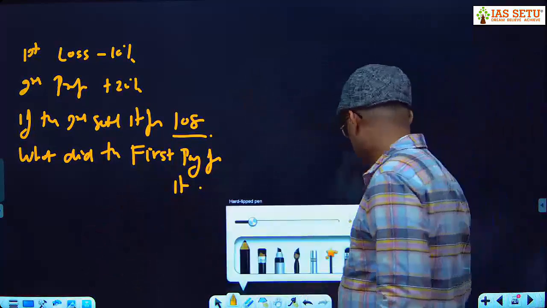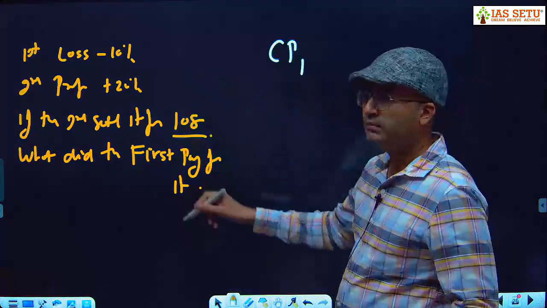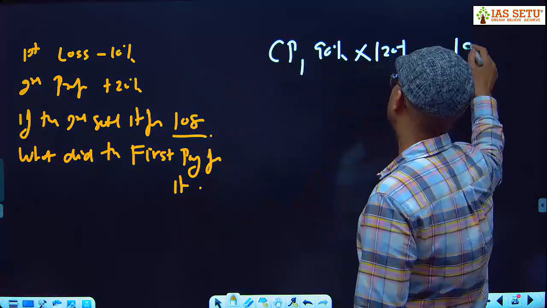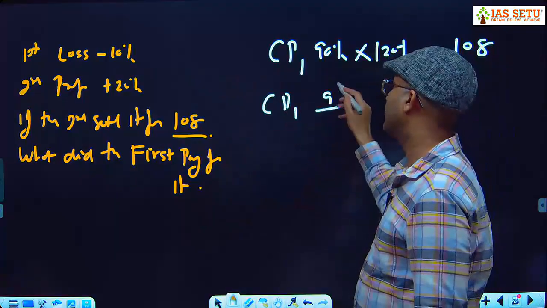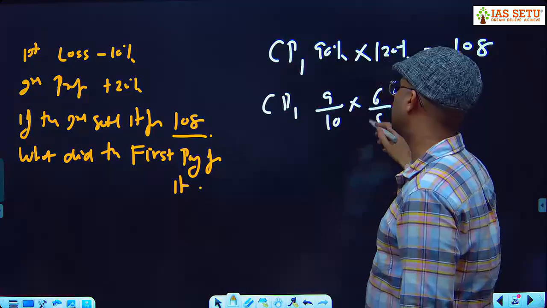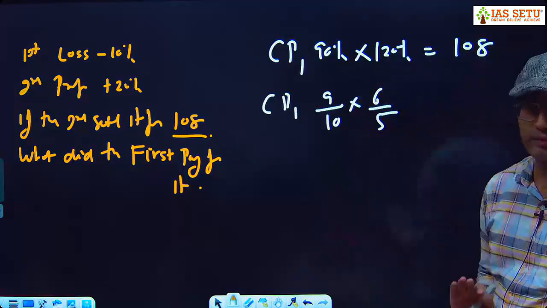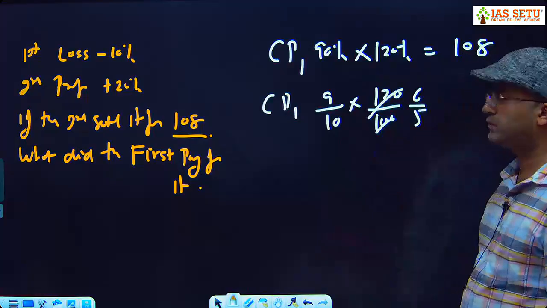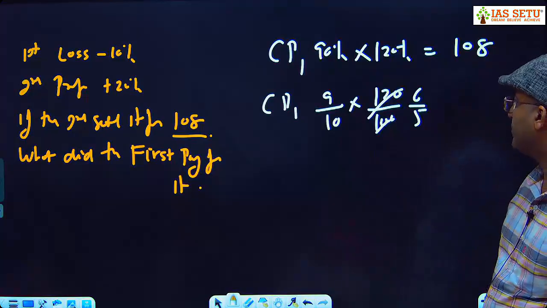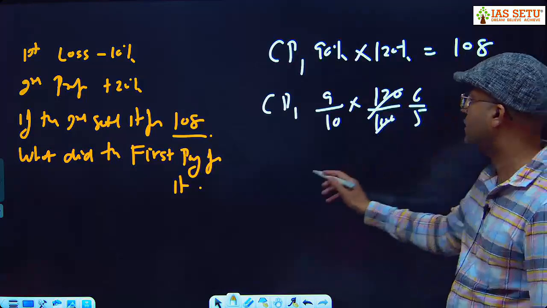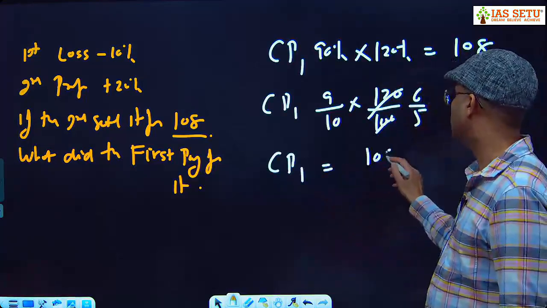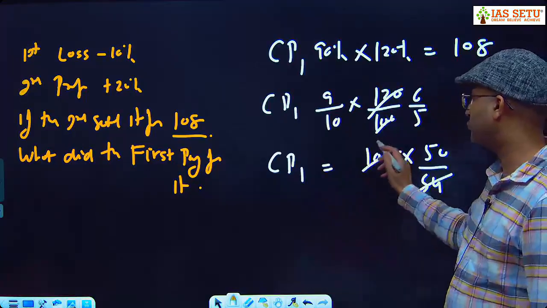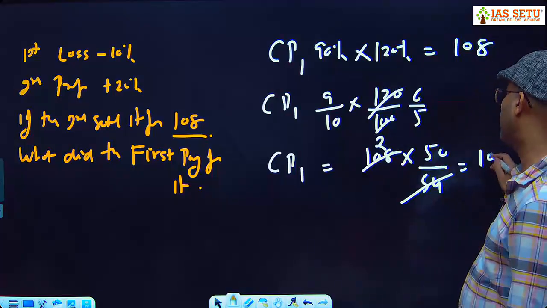How we will handle? CP1 100 minus 10 90%, 100 plus 20 120% is equal to 108. तो CP1 90% is 9 by 10, 120% is 6 by 5. अगर नहीं पता 120 upon 100 ले लेना. 120% is 120 upon 100 which is 6 by 5. ठीक है, जो जो सिंप्लीफाई कर लेते हैं या उसको उधर ही ले जाते हैं. तो CP1 will be 108, 10 into 5 50 upon 54. What is 54 to the 108? What is 2 into 50? 100 rupees.